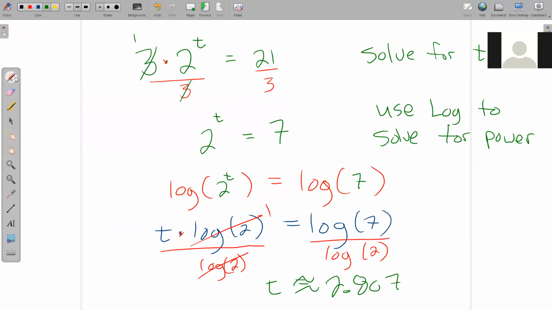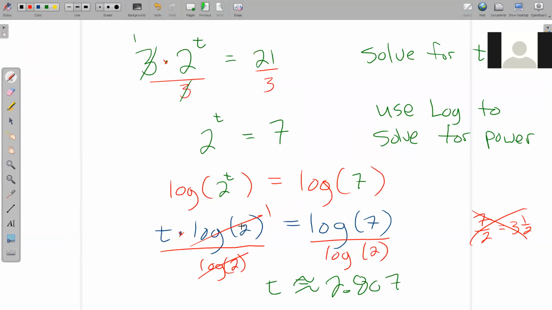Now, a common mistake I made when I first learned logs was like, why can't I just cancel the log here and say the answer is 7/2? Well, how many times does 2 go into 7? 2 goes into 7 3.5 times. 2.8 is not 3.5, right? So you can't just cancel the word log. The log and the 7 are stuck together. They're a team, they're inseparable.